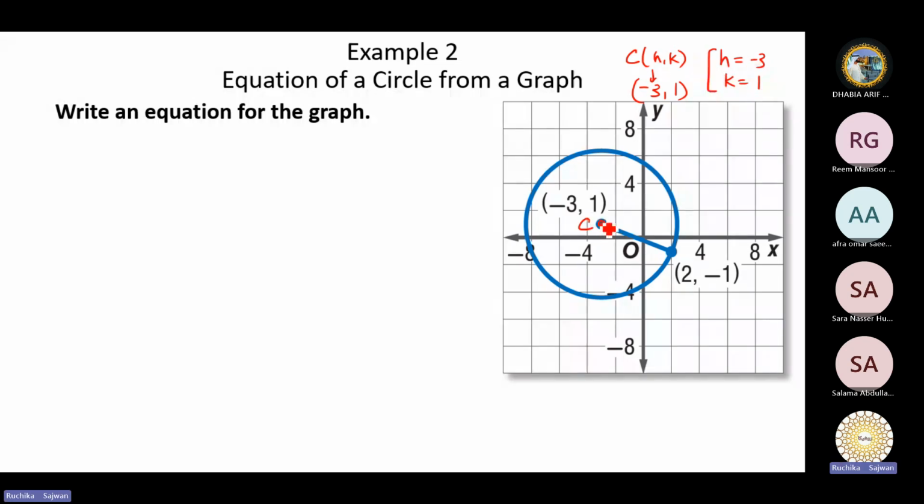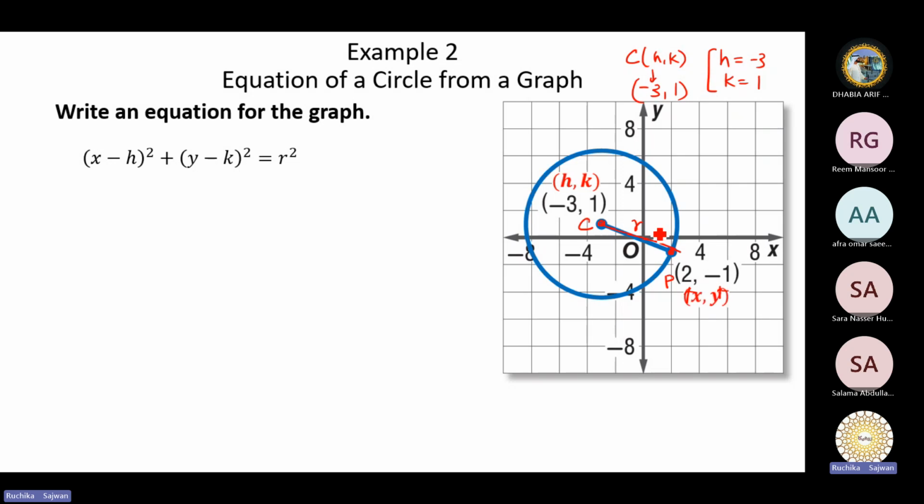These are the coordinates of the center. Then if you take any other point on the circle, these are the coordinates: 2 and -1. So we will use these 2 points and we will use the distance formula to calculate the radius. Can I say this is C and this point is P? If I join, what I'm getting is my radius. So let's calculate the radius because we need it to write the equation of the circle in the standard form.